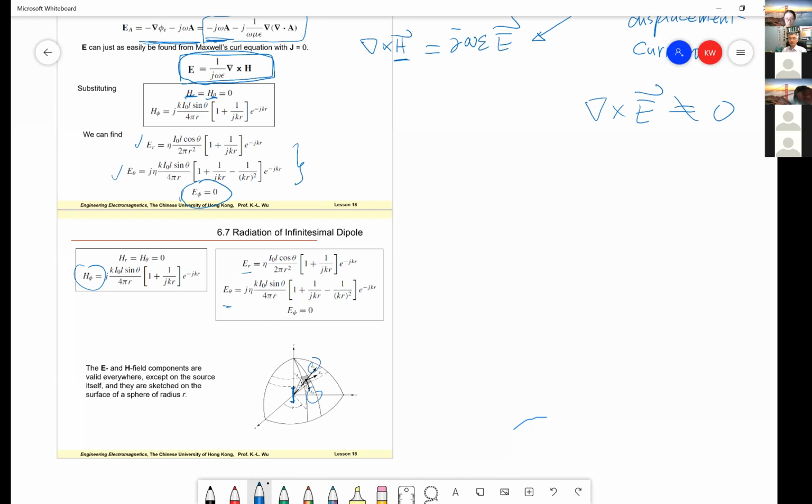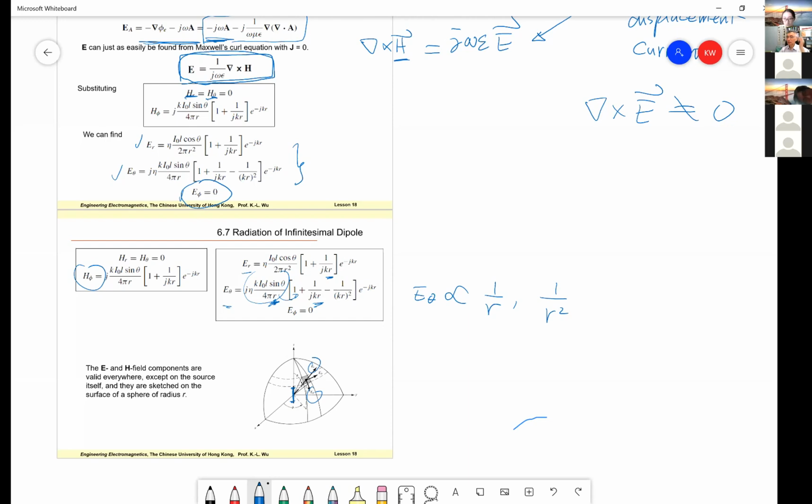The magnetic field has a phi component, right? And then you see the variation with distance of the field. Let's look at E theta. For E theta, we have a field component with 1 over R, because once this term multiplies the first term, we have 1 over R. We have 1 over R squared terms when you multiply the second term.